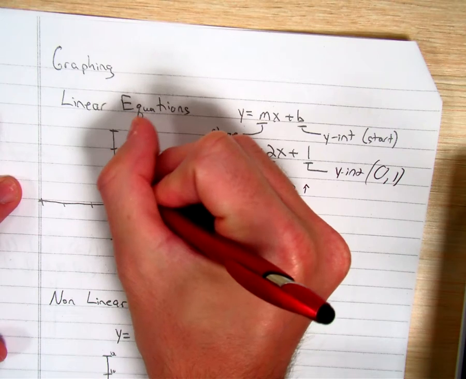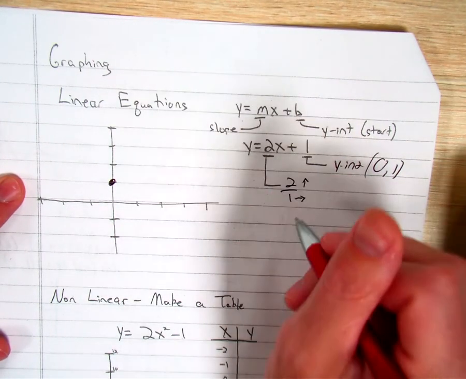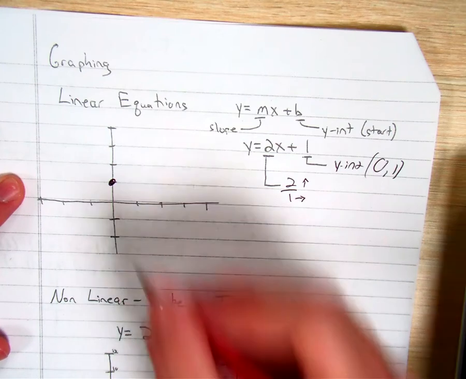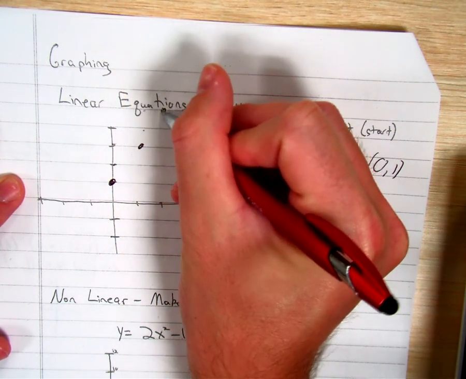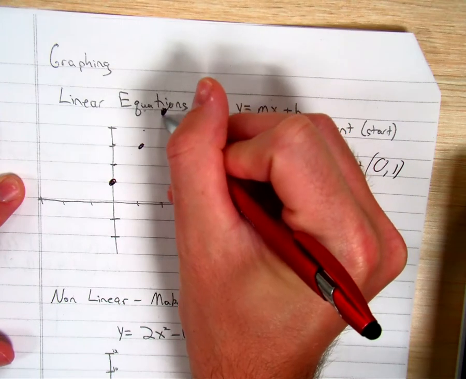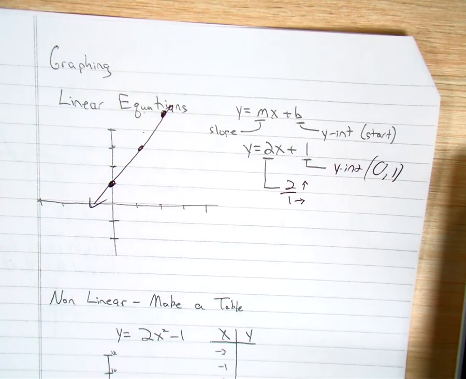Okay, so we start at (0, 1), our y-intercept, and our slope was 2, or 2 over 1. It helps to write it as a fraction. So I'm going to go up 2 over 1, up 2 over 1. Okay, and you would use a straight edge, and we would draw our line. Okay?